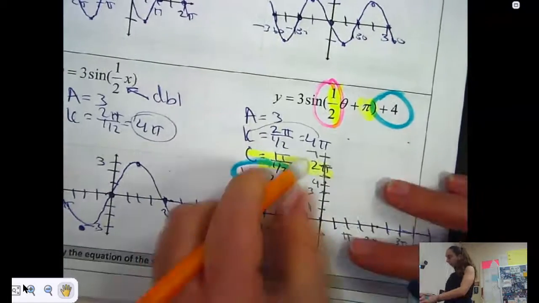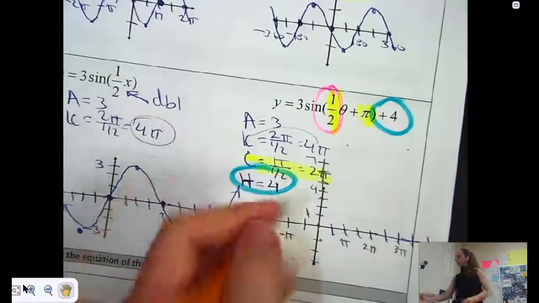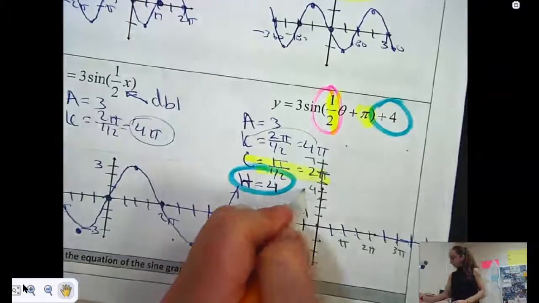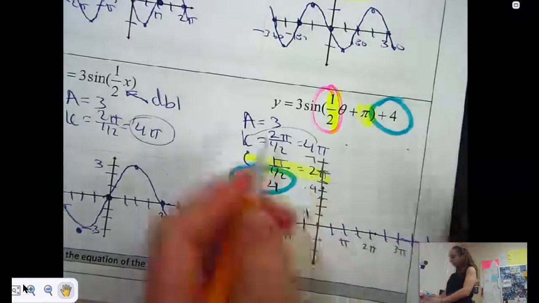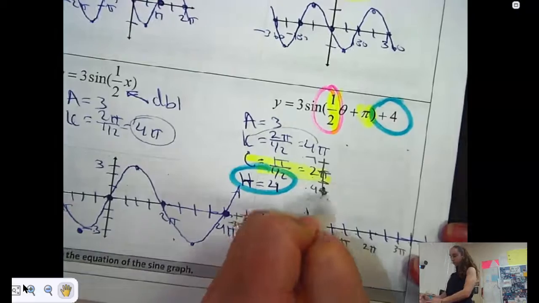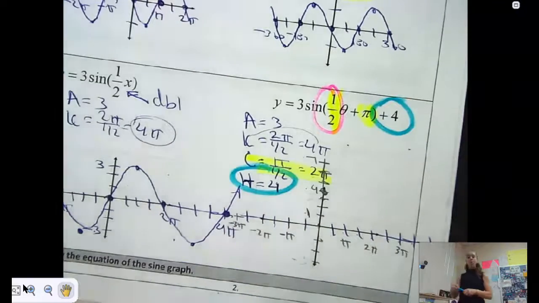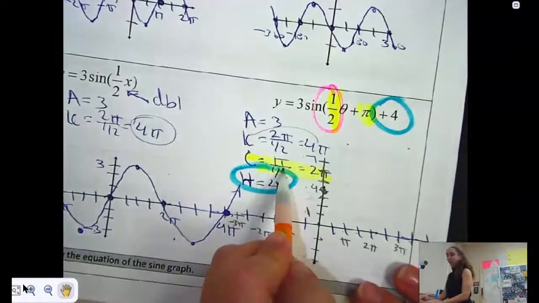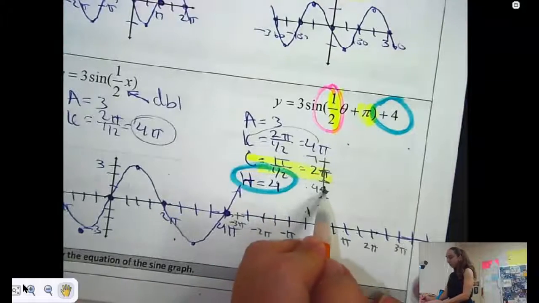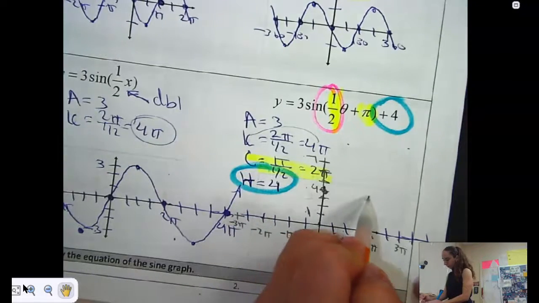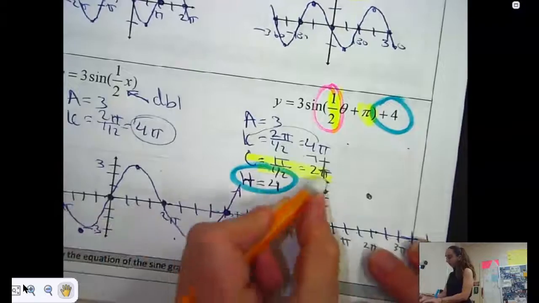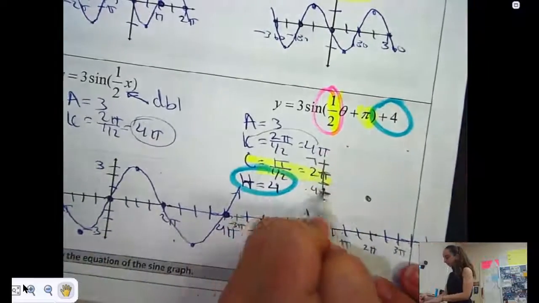I know it's ugly. But if you look now, this is my bottom, this is my middle, this is my top. So that means I'm supposed to start here because this is my middle. However, my shift told me that my middle isn't there. My middle's actually at 2 pi. That was a lot. I know.